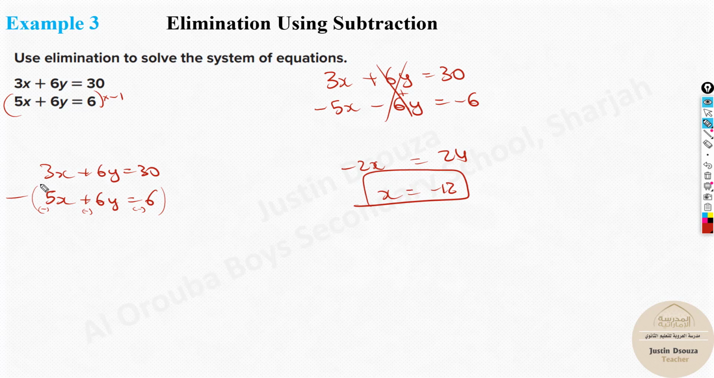So what happens is, even if you don't put that sign, just understand it's 3 minus 5x, so it'll be minus 2x here. 6 minus 6y, it's 0, is equal to 30 minus 6, it's going to be 24. Answer will be the same. This is just a method. This is the actual method of subtraction. You can find that in the textbook, I believe. Let's just check. That's the method.